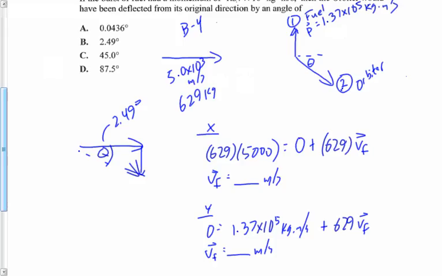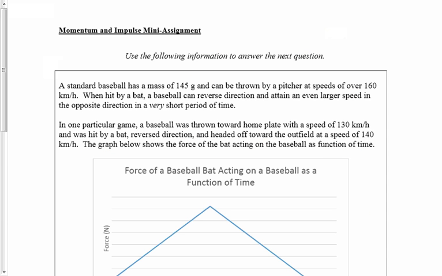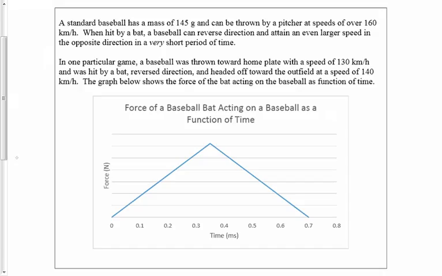All right, and we got one more question. A standard baseball has a mass of 145 grams, 160 kilometers per hour, reverses direction, attains an even larger speed in the opposite direction in a very short period of time. Oh, wait, we got another speed here, and even another speed here. Reverse direction. Let's make this positive and this negative.